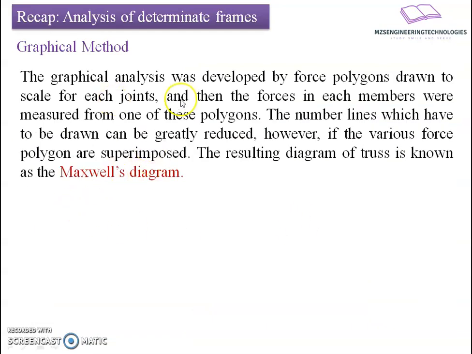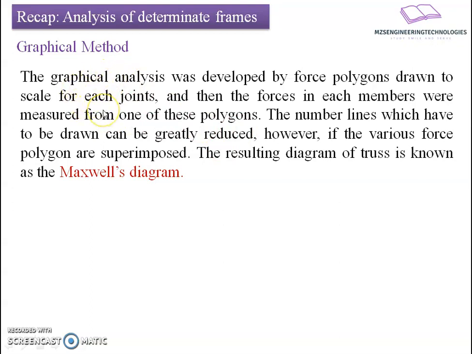The graphical method was developed using force polygons drawn to a scale for each joint, and then the force in each member was measured from one of these polygons. Actually, this method is based on the polygon law of forces, where the closing side of the polygon will represent the resultant, and we prepare the polygon with reference to the vector and the space diagram. In the same sense, we are going to analyze the frame here.